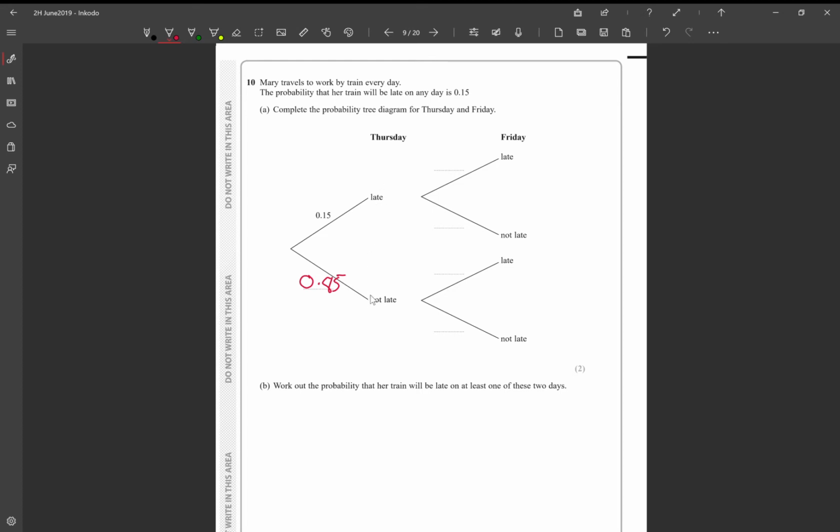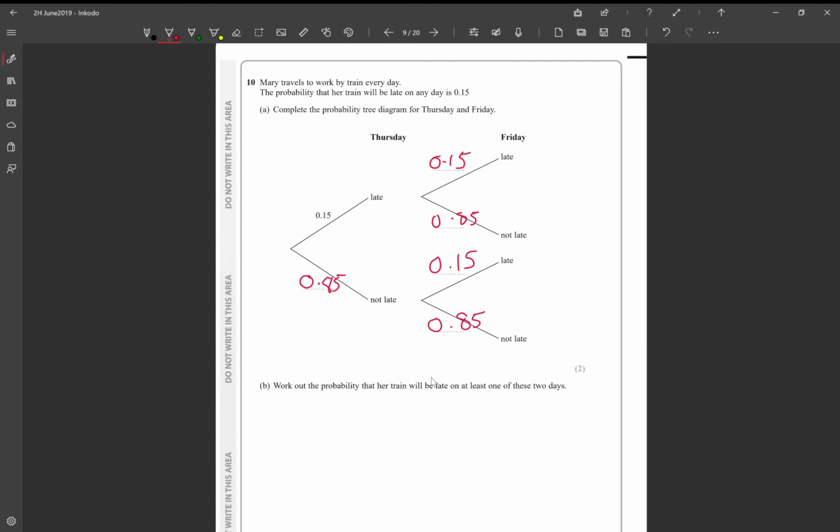Okay, and then the next one, so Friday. There's no difference because it doesn't say there's a difference on Friday, so therefore it stays exactly the same. The probability of it being late again is 0.15 or 15%. Okay, so work out the probability that a train will be late on at least one of these days.